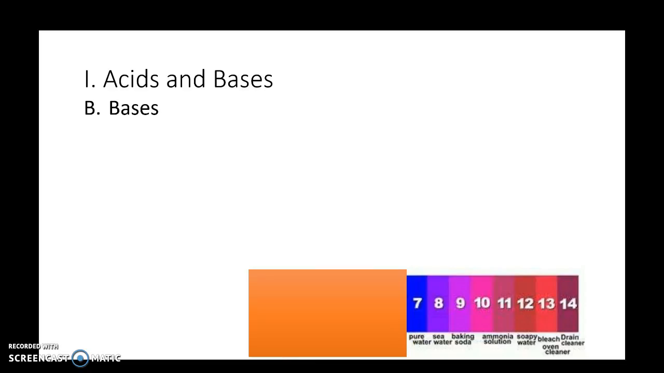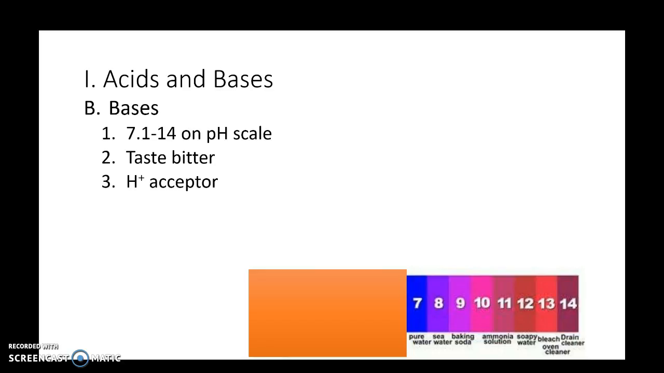Bases are going to be basically opposite of acids. So they're going to be a 7.1 to 14 on the pH scale. Again, remember 7 is neutral, that means it's pure water. But these are going to be things like Drano, bleach, baking soda, things like that. If you were to taste bases, most of them will taste bitter, and they're actually more slippery. So things like soap are going to be basic.